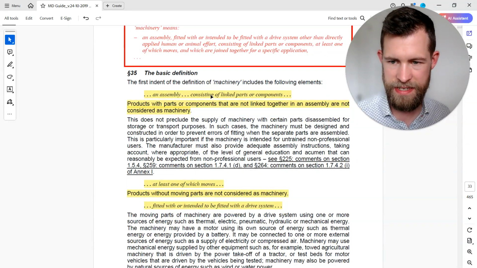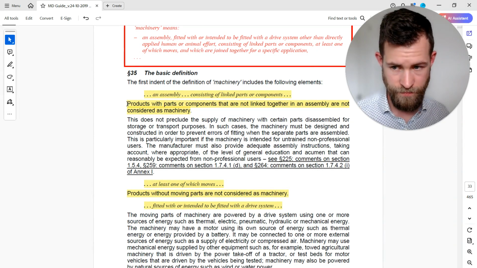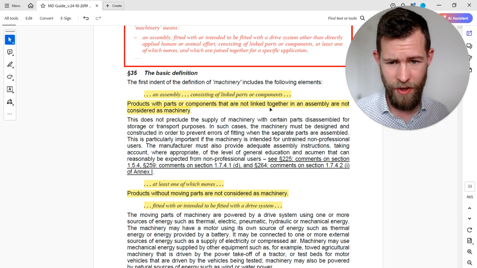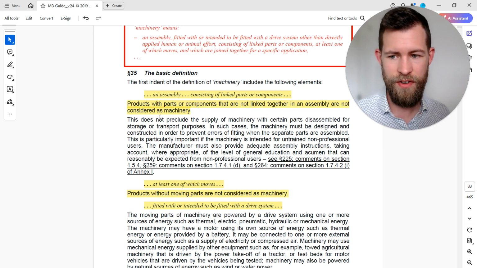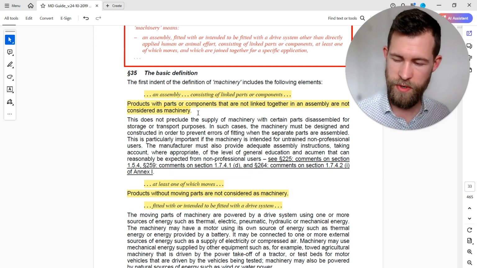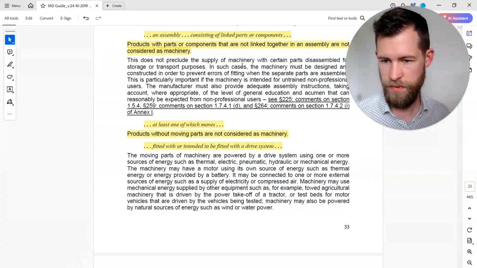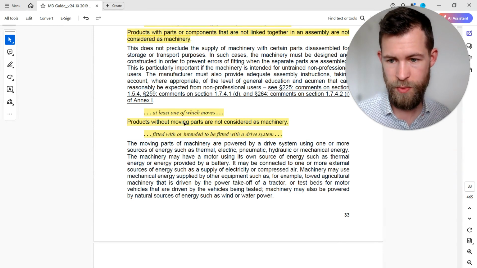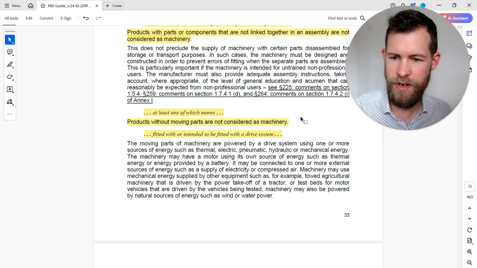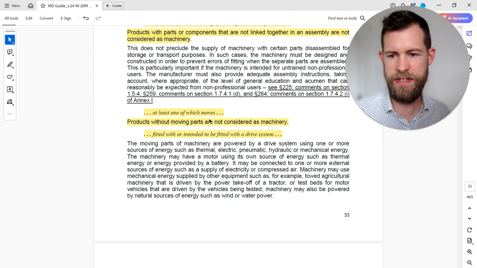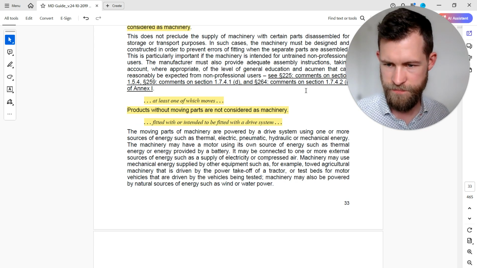So an assembly consisting of linked parts or components. So this is telling you also that products with parts or components that are not linked together in an assembly are not considered as machinery. So in that case, the Machinery Directive wouldn't apply. Okay, what have we got further down? So at least one part of which moves. So products without moving parts are not considered as machinery. If you're talking about electrical equipment with no moving parts, then you want to be looking at the Low Voltage Directive, not the Machinery Directive.